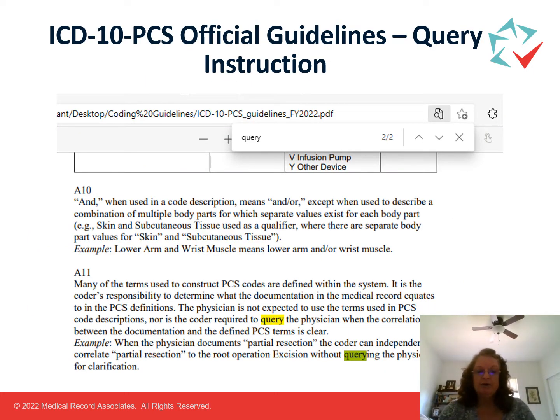You may wonder about ICD-10 PCS, or the procedural coding system used on the inpatient setting. Does it ever tell us to query? And it does. I've highlighted here the only spot in the PCS guidelines that does tell us to query under guideline A11. Take a look at that one.